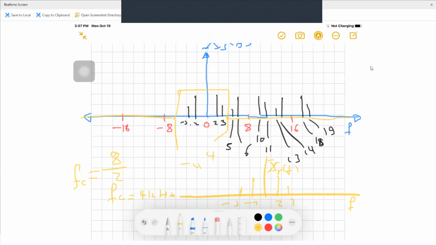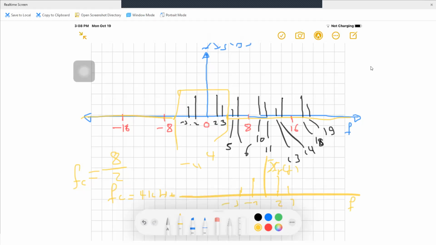In this example, we have talked about a signal which is composed of more than one frequency. Here we have recognized two frequencies, 2 kilo and 3 kilo, and the sampling rate is fixed at 8 kilohertz.